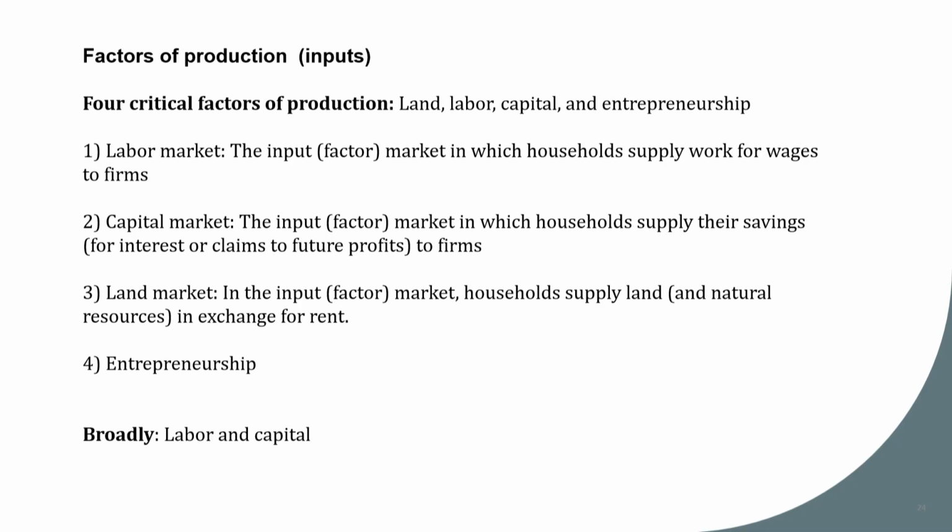There is a labor market, that means the input market in which households supply work for wages to firms. And there is the capital market, the input market in which households supply their savings for interest or claims to future profits to firms. The third one is called the land market, in which households supply land and natural resources in exchange for rent. And finally, we have entrepreneurship, the promoter who organizes the production process. So there are four factors of production. Broadly, we put them into two categories.